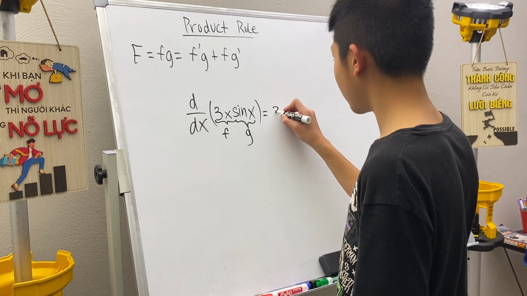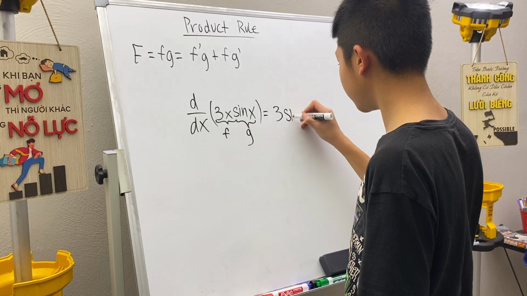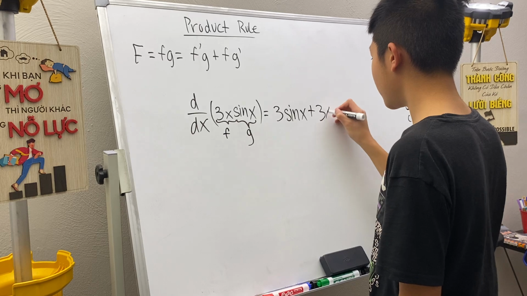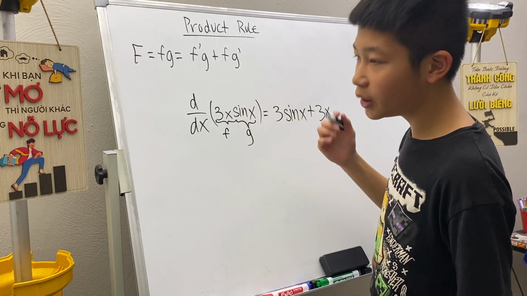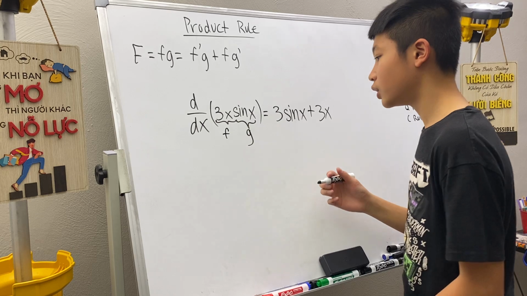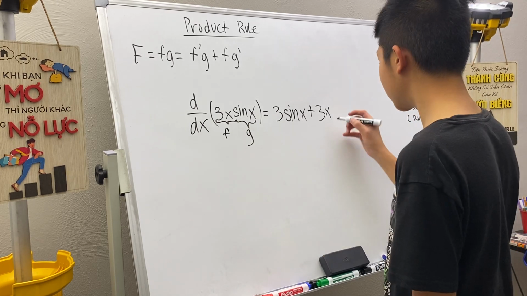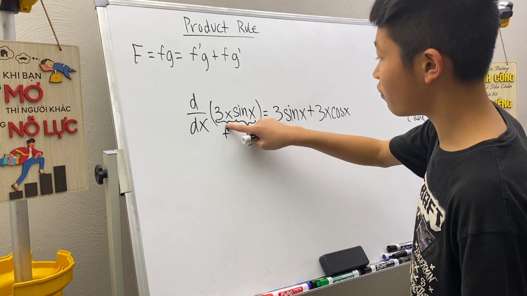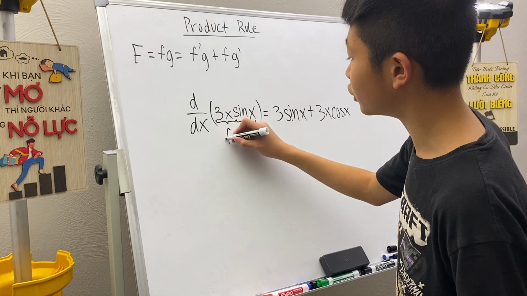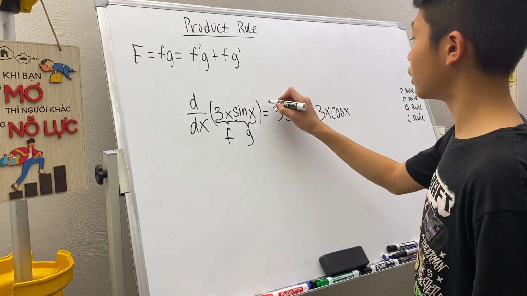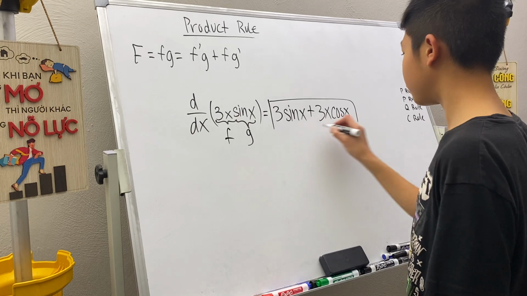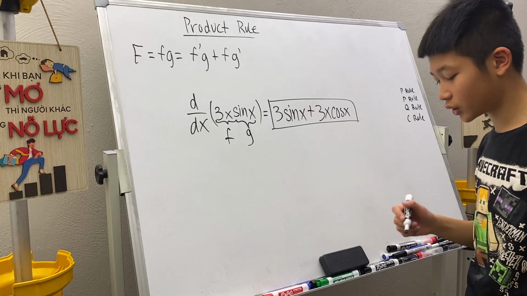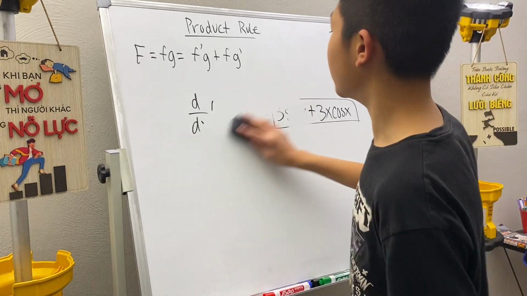So first, you get 3 times g, just sine x. Add f, just 3x, and the derivative of g, or g prime, you can call it prime, is cosine x. If you want me to make a video proving the trigonometry derivatives, I'll do it. But this is the answer. Pretty long answer there, right? 3 sine x plus 3x cosine x. Good. Okay.